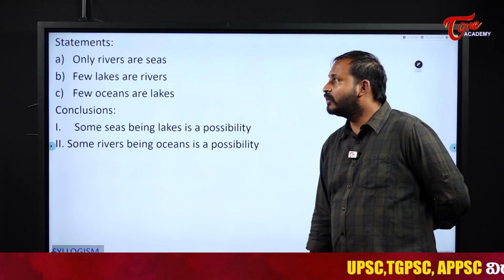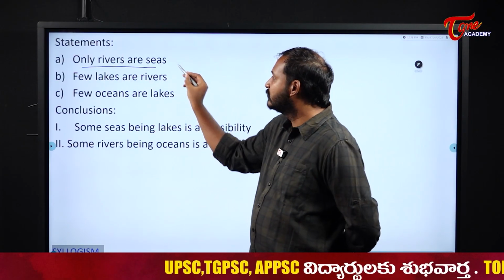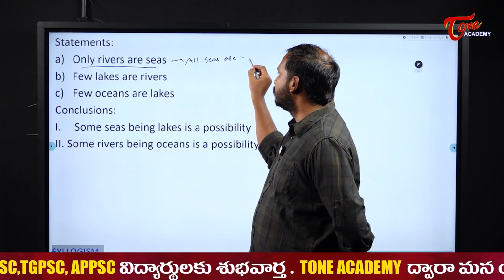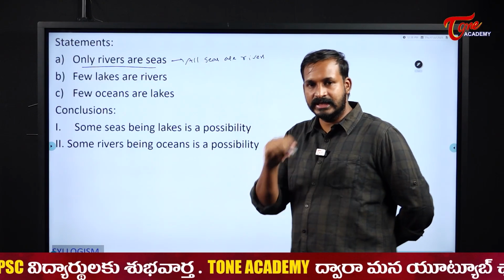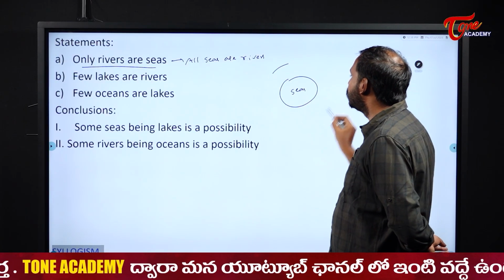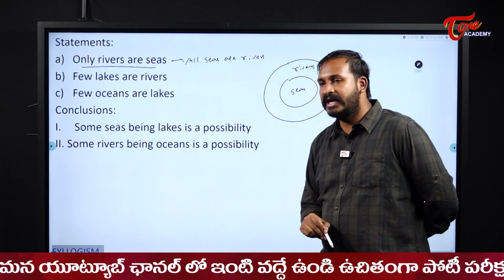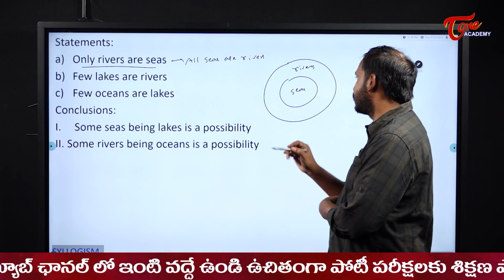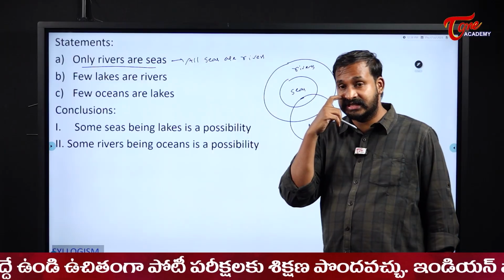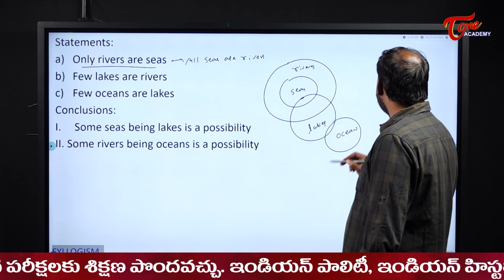Now see here. Only rivers are seas. I told you, only rivers are seas means all seas are rivers. Please try to understand that one. Next, few lakes are rivers means some lakes are rivers. Next, few oceans are lakes means some oceans are lakes. Understood, students?